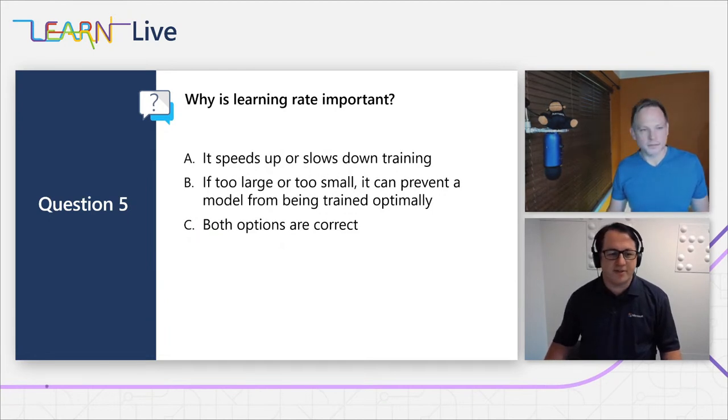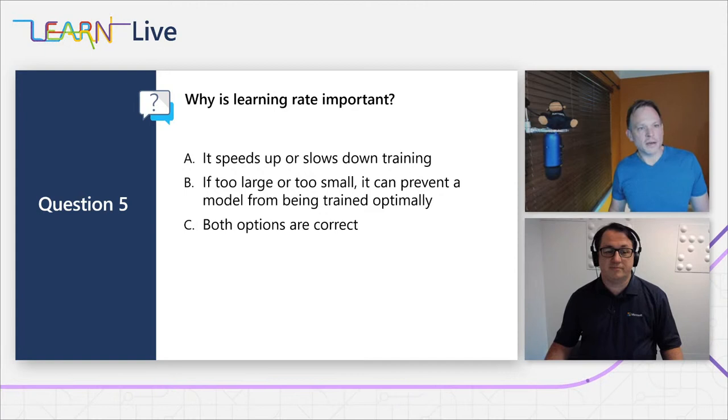All right. Question five. I believe this is our last question. It is. Why is learning rate important? Is it A, it speeds up or slows down training? B, if it's too large or too small, it can prevent a model from being trained optimally? Or is it C, both options are correct?